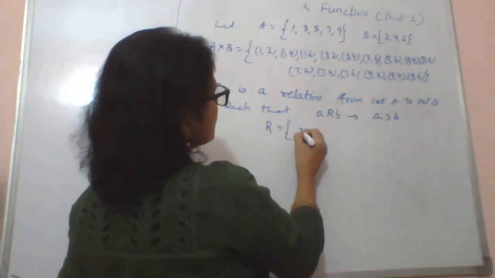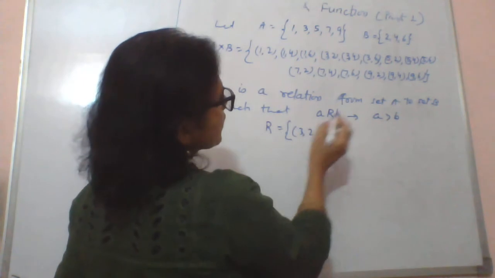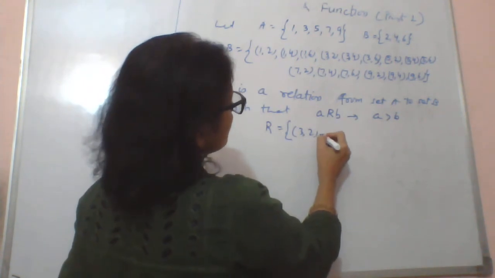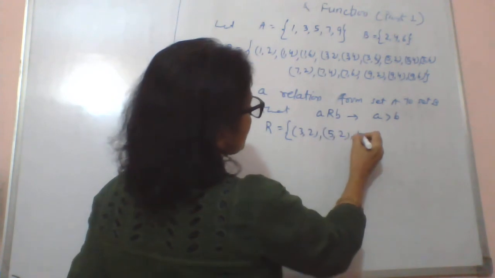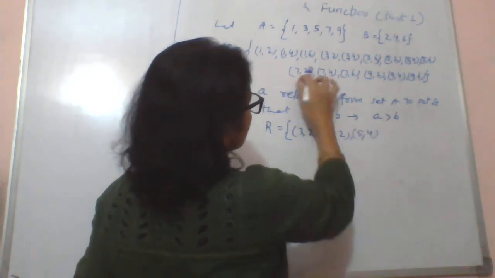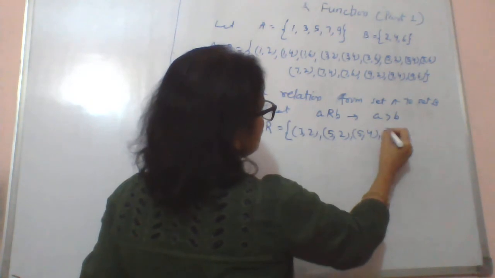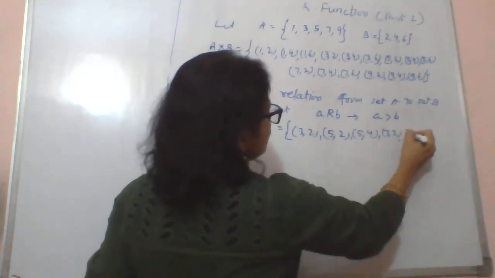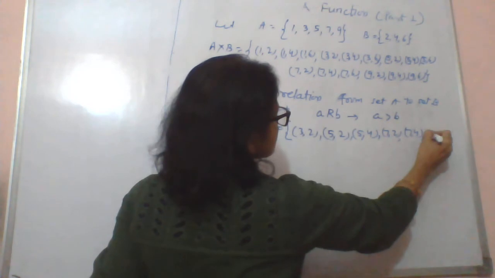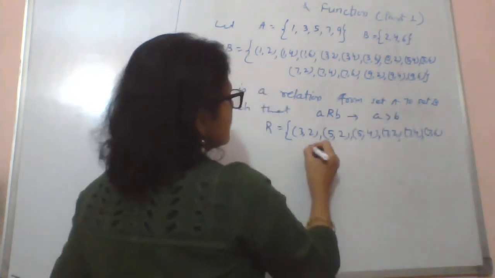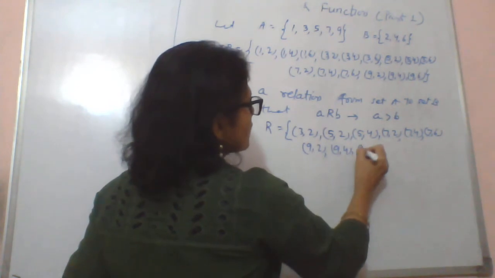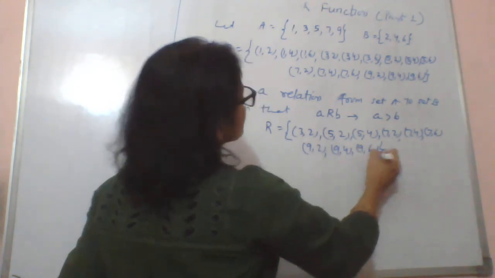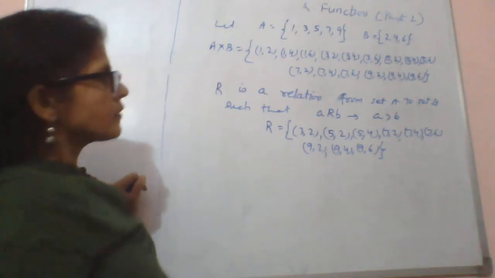So here you see, in this case, R will be what? First component more than second component. We have (3, 2), then (5, 2), then (5, 4), then (7, 2), (7, 4), (7, 6), (9, 2), (9, 4), (9, 6). Just check, I think I have taken all the elements.